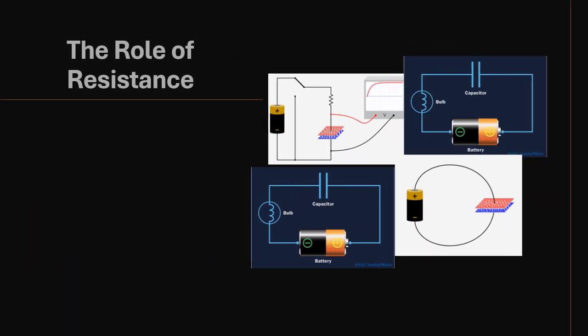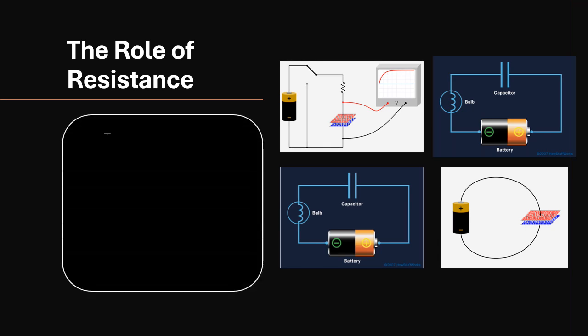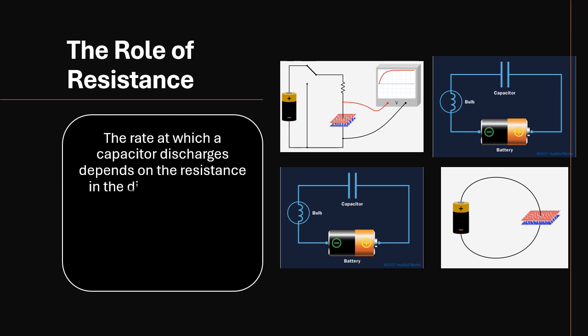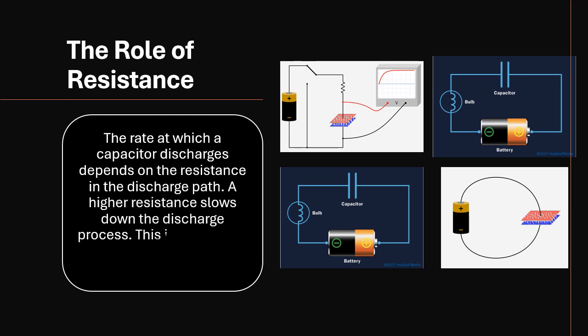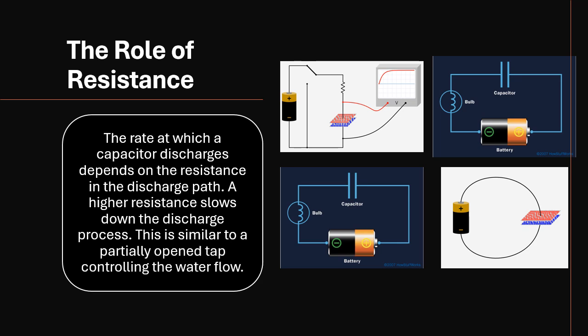The role of resistance. The rate at which a capacitor discharges depends on the resistance in the discharge path. A higher resistance slows down the discharge process. This is similar to a partially opened tap controlling the water flow.